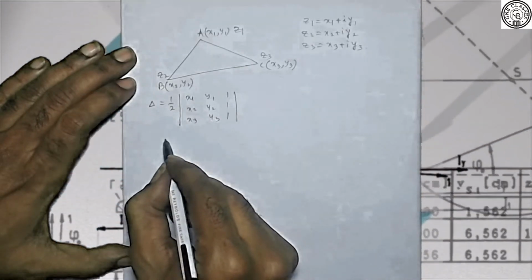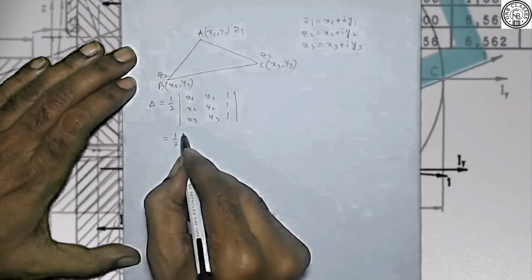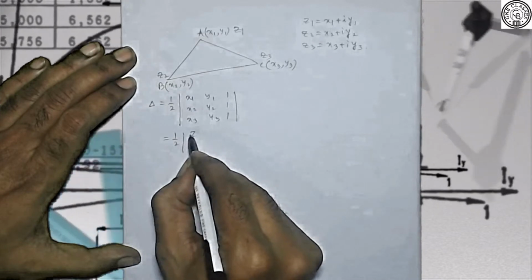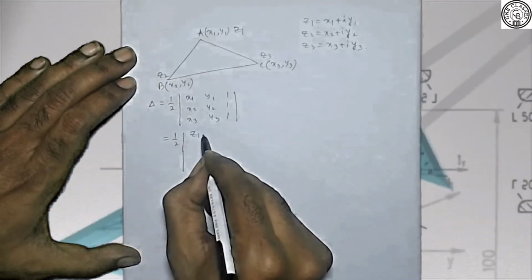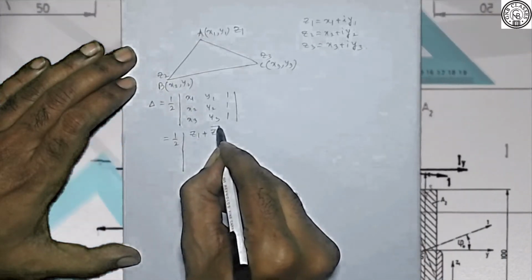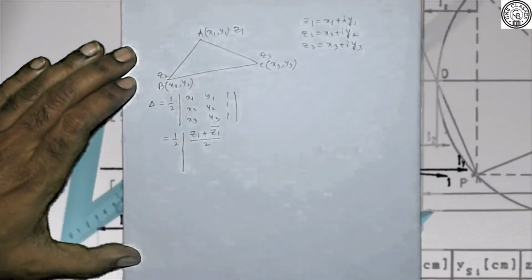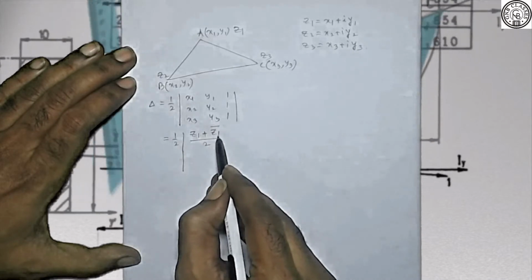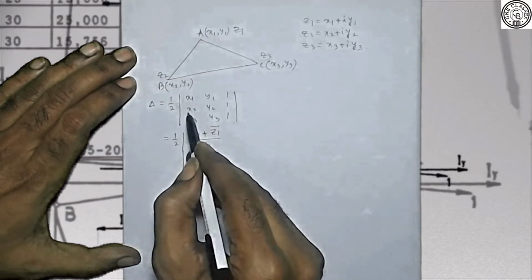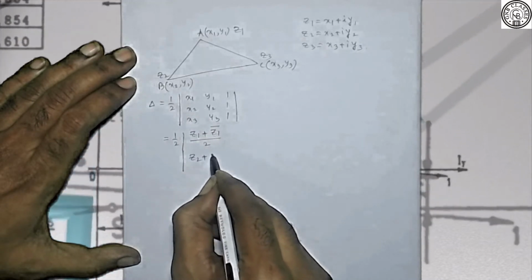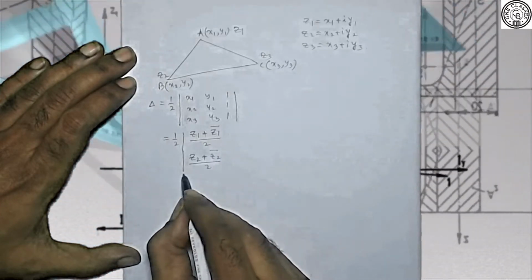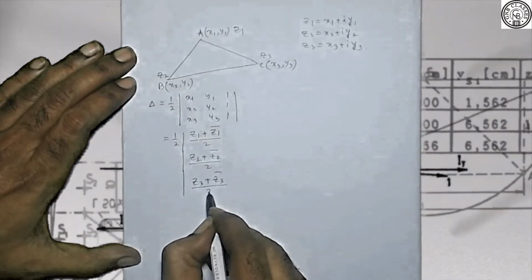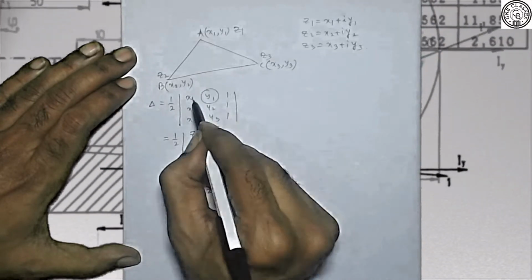What we can write here? Half. What is x1? x1 is nothing but Z1 plus Z1 bar divided by 2. Yes or no? x1 will be nothing but Z1 plus Z1 bar by 2. Similarly, x2 will be what? Z2 plus Z2 bar by 2. And x3 will be Z3 plus Z3 bar by 2. Am I correct? What about y1?